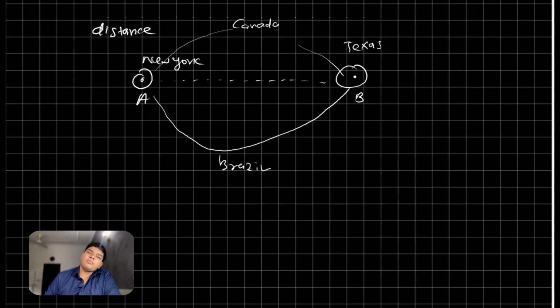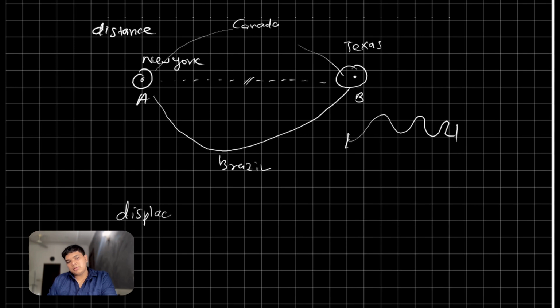Regardless, you're going from point A to point B. But the distance of going the straight route would be far shorter than taking a route that goes through either Canada or Brazil. And that's what distance talks about: just the value of the space between 2 points, based on the path you take. There is no direction, because you can take any path. So distance is not a vector quantity. On the contrary, displacement is a vector quantity. It has direction.